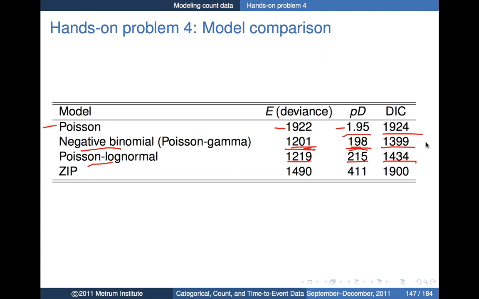And then finally, for our zip model, we do substantially improve on deviance, so that comes way down, but again, this PD value here is high. In fact, it's higher than the continuous mixture models. Why, I'm not sure, but it is. And the net result is the drop in DIC is a rather small one relative to the standard Poisson model, and clearly inferior to either of our continuous mixture models.